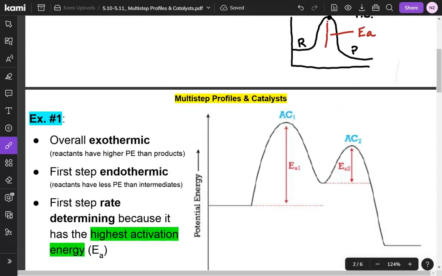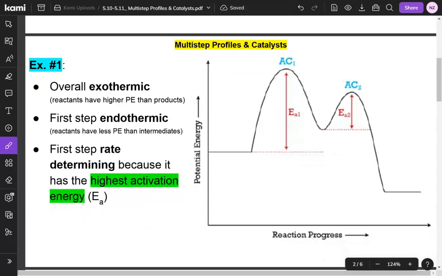So let's take a look at a multi-step profile. Here we have two steps. We have two different activation energies. And if you notice, our first hill here is much larger than the second hill. So our first step is going to be our slow step. It's going to be our rate determining step because it takes the most amount of energy to overcome that hill.